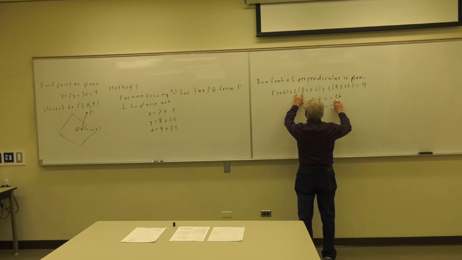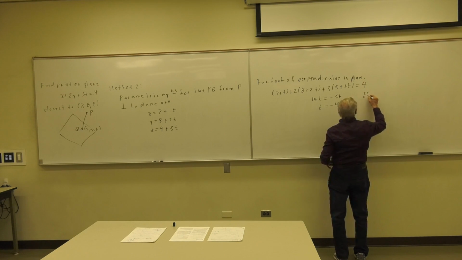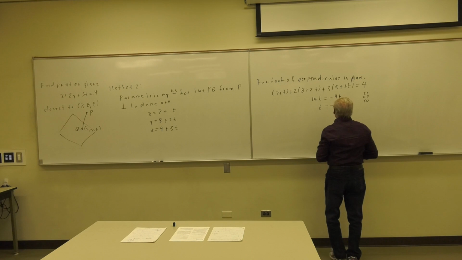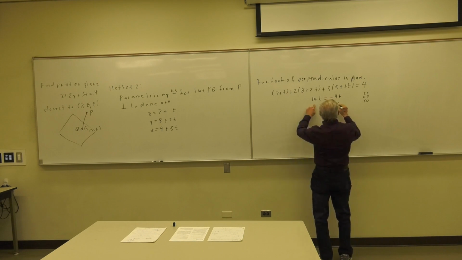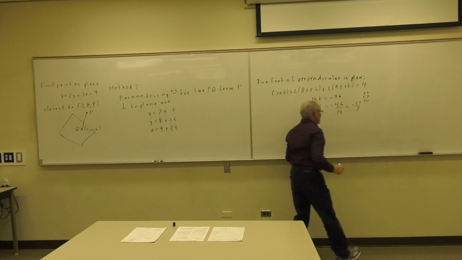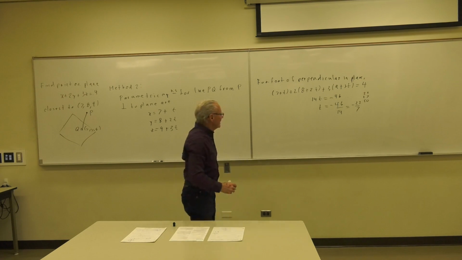7 and 16 make 23. 23 and 27. 23 and 27. That's 50. Oh. That comes over, this is minus 46. Oh. So minus then 46 over 14, which is minus 23 over 7. How does that look? Is that what I got written down? Yes, all right. All right.